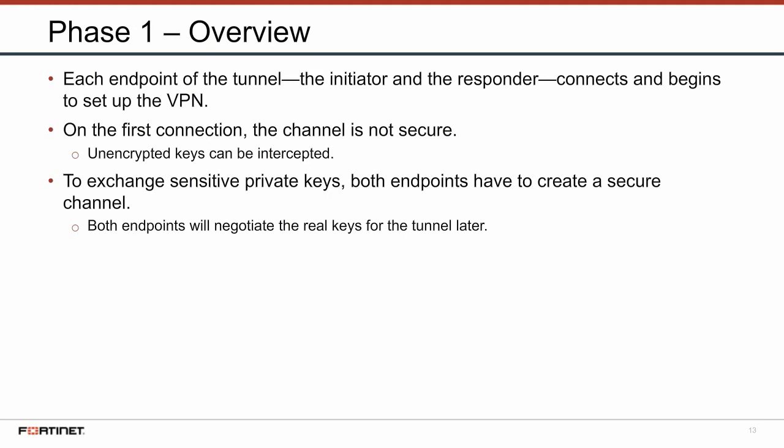Phase 1 takes place when each endpoint of the tunnel, the initiator and the responder, connects and begins to set up the VPN. When the endpoints first connect, the channel is not secure. An attacker in the middle could intercept unencrypted keys. Neither endpoint has a strong guarantee of the other's identity, so how can they exchange sensitive private keys? They can't. First, both endpoints have to create a secure tunnel. They'll use this secure tunnel to protect strong authentication and negotiate the real keys for the tunnel later.